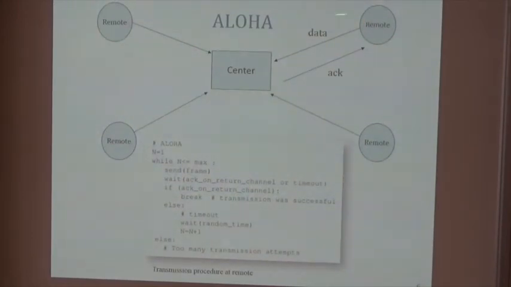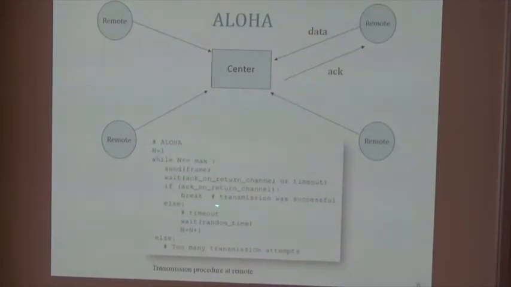So assume we have one or several remotes that want to send data to the center. It is possible that at the same time there is another remote that also sends data, in which case there would be a collision. The Aloha protocol is the simplest you can think of. You simply send the packet and wait for an acknowledgement. The acknowledgement comes on the return channel. If the acknowledgement comes, then there was no collision, or at least no destructive collision. The packet has been well received, so it's the end of the story.